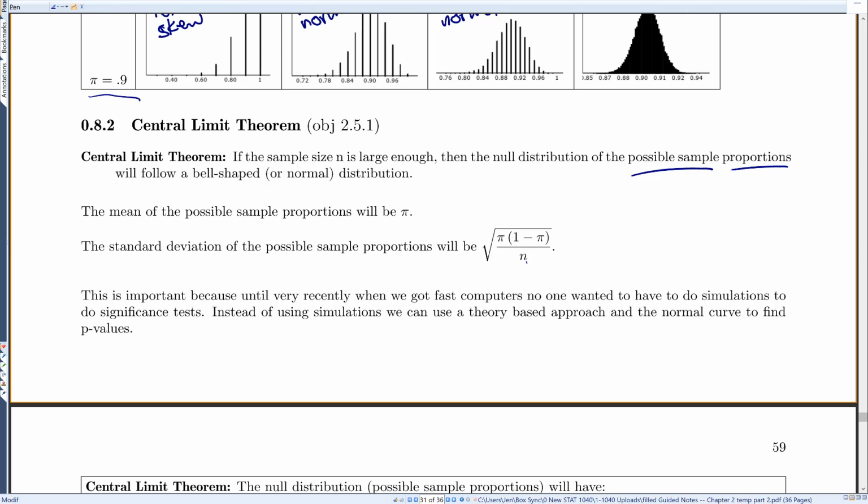So I told you we'd learn a theoretical formula. This is what it is. We can also do our simulations, and it will just tell me what the standard deviation is, but this is the theoretical one. Again, this is important because until very recently, when we got fast computers, no one wanted to have to do simulations to do significance tests. So instead of simulations, we use the theory-based approach, and we use the normal curve to find all of our p-values.